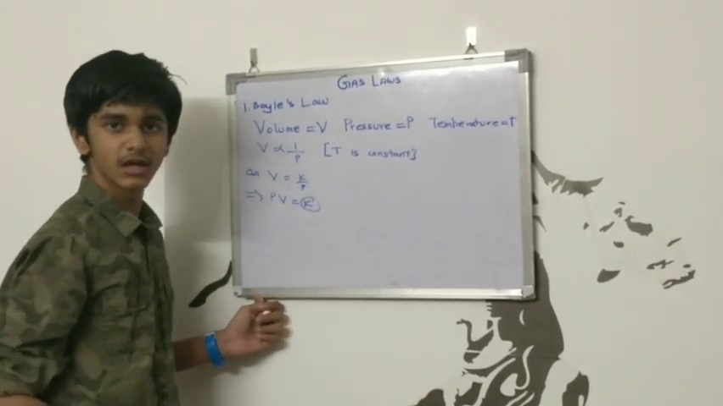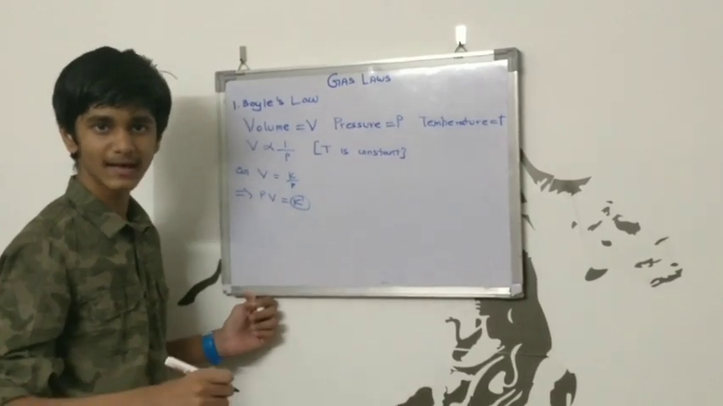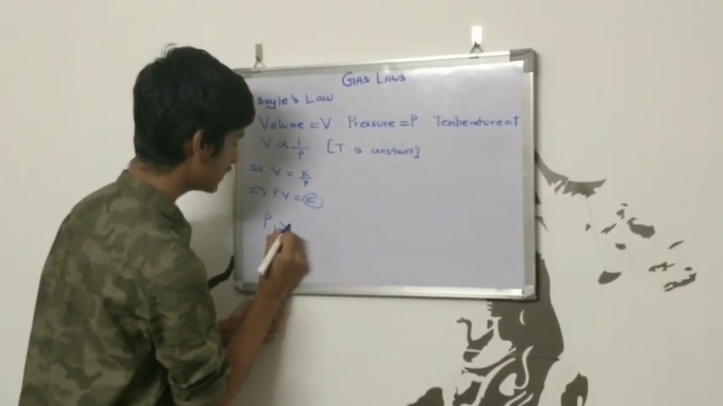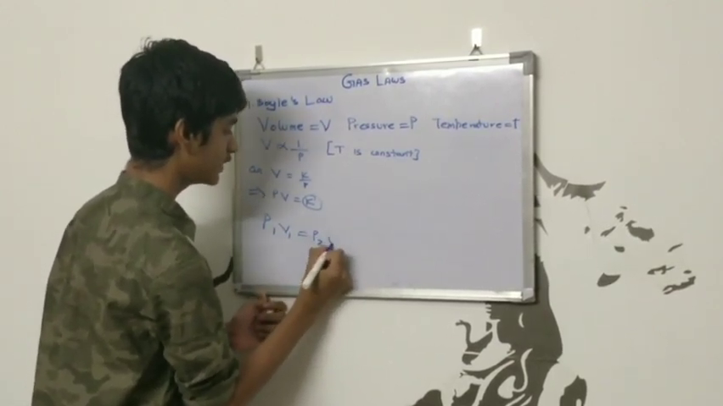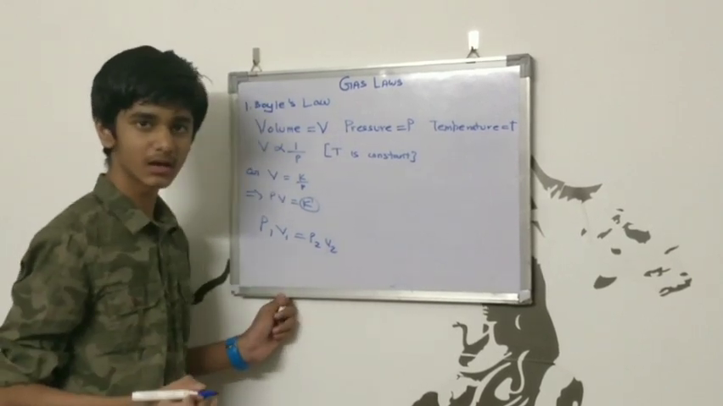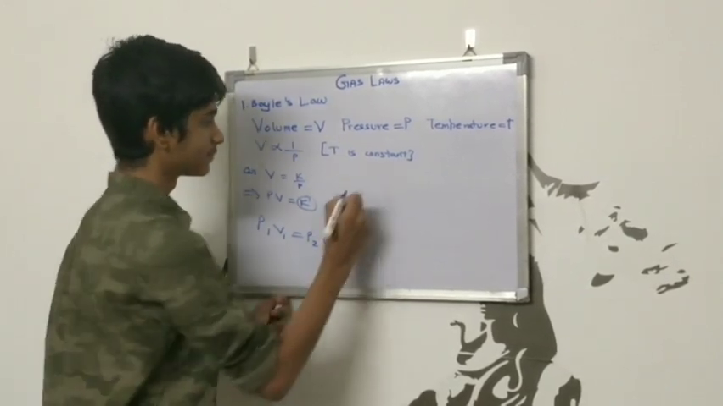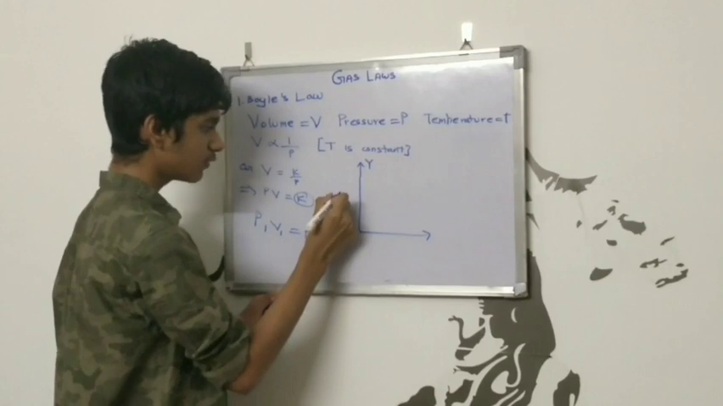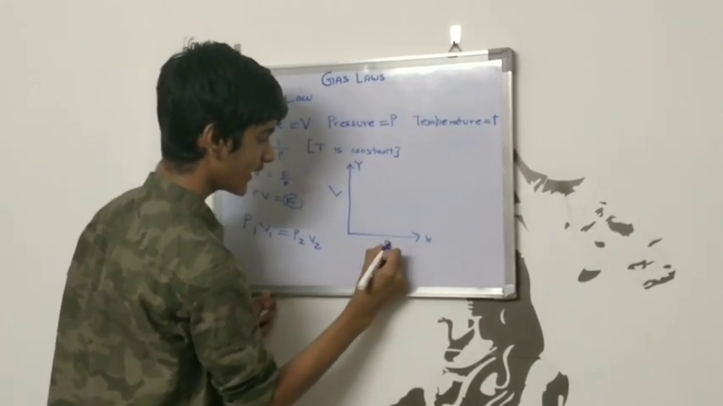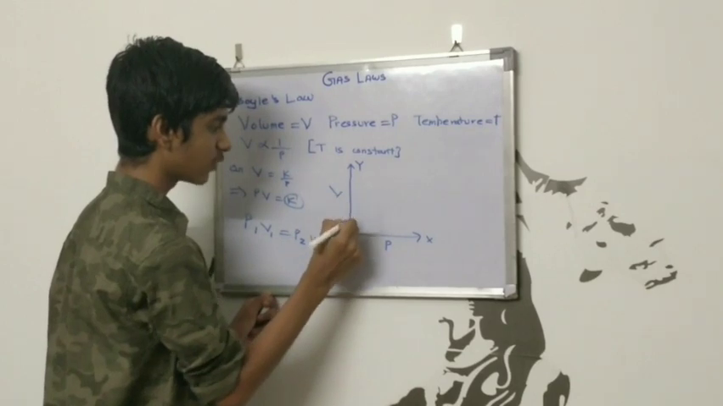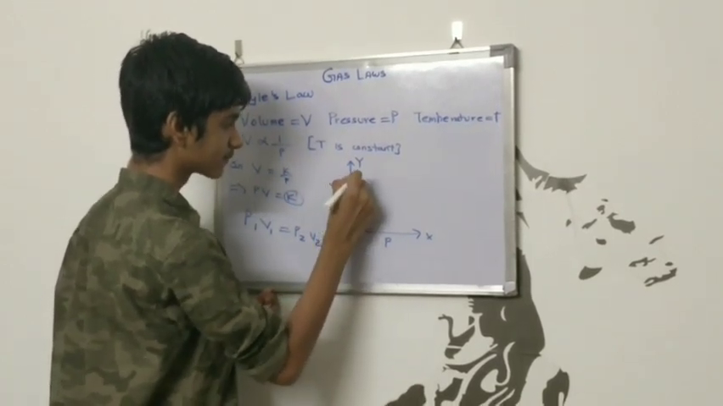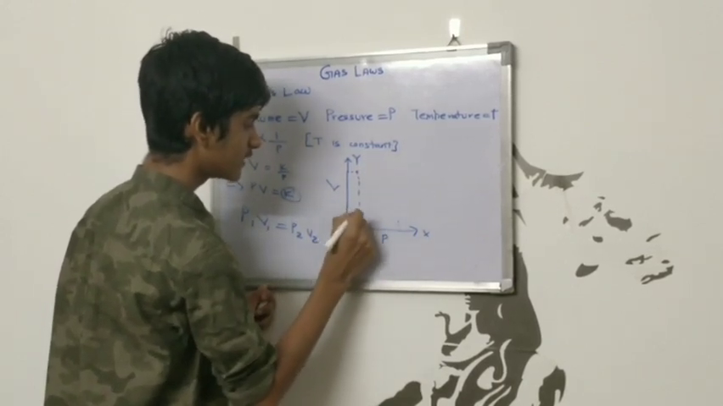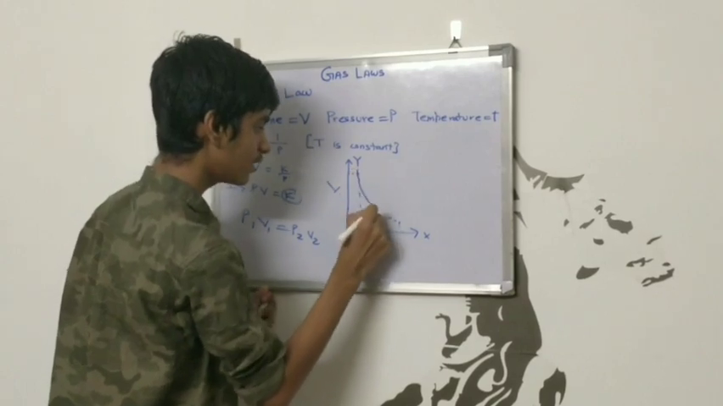So if we have a gas with pressure P1 and volume V1 and another gas with pressure P2 and volume V2, we can write that P1 into V1 is equal to P2 into V2. Boyle's law can also be graphically represented as the following. If you have volume on the y-axis and pressure on the x-axis, we know that as volume increases, pressure decreases, and as pressure increases, volume decreases. So the graph would be curved.